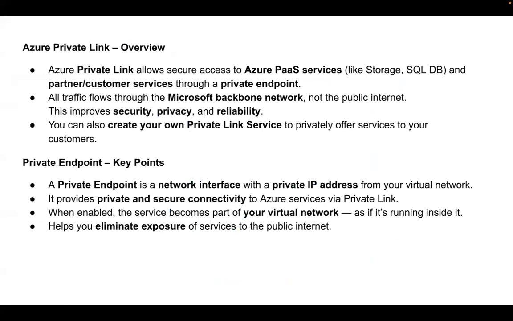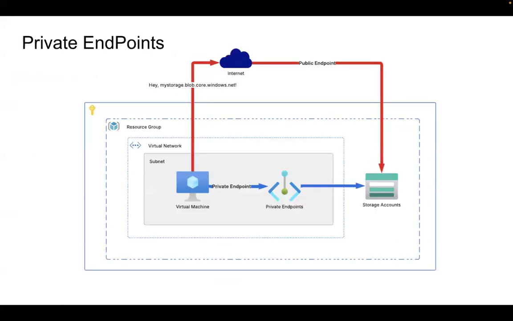Even in our office network, we are using the private endpoints. So how does it work? This diagram explains what a private endpoint is. You have a resource group, then a VNet like before, and you have a subnet. This subnet has a virtual machine, and we are creating one private endpoint.